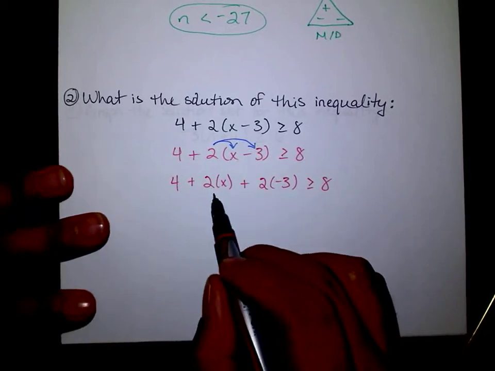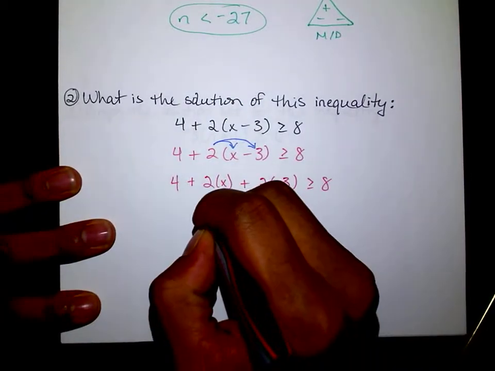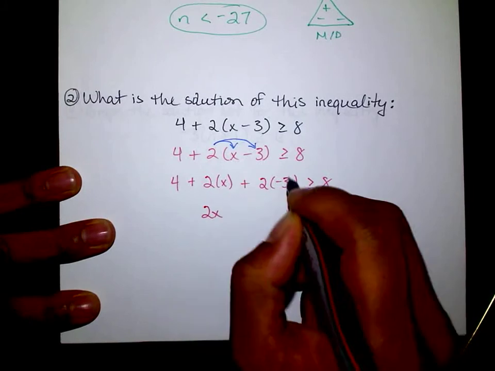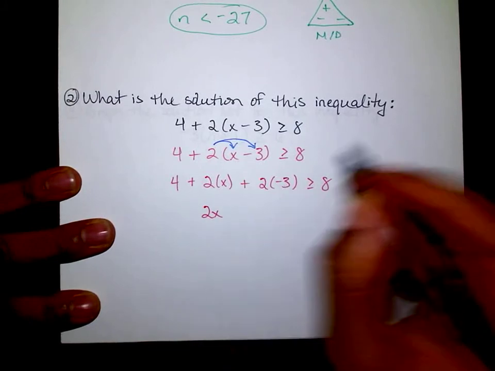Now, this is going to be 2 times x is 2x. 2 times negative 3.